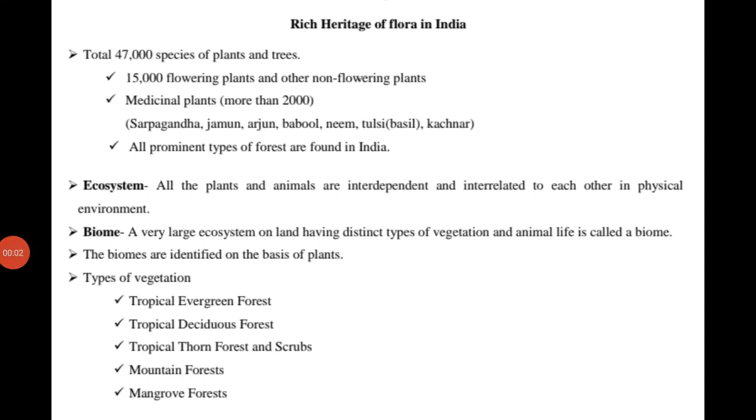Namaskar Cambridgians. Today we are going to discuss further our natural vegetation and wildlife. Today we are going to discuss the rich heritage of flora in India.